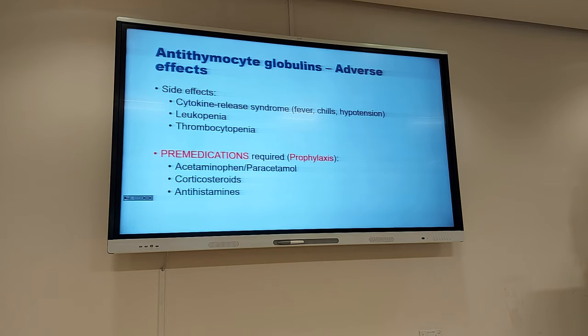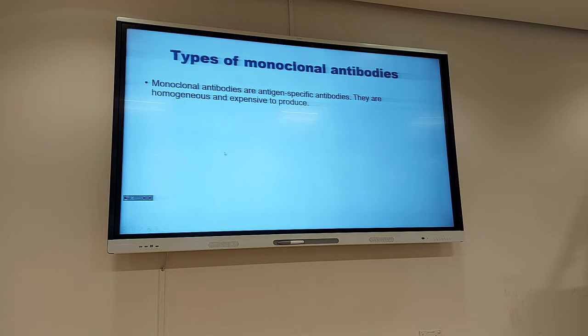So the anti-thymocyte globulins' adverse effects usually could be cytokine release syndrome, so fever, chills, hypotension, leukopenia, and thrombocytopenia, since they're depleting, since they have an inhibition of the blood cells. To prevent that, we usually give paracetamol, corticosteroids, or antihistamines. So the first one is an example of a polyclonal antibody.